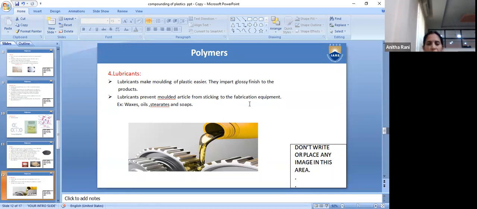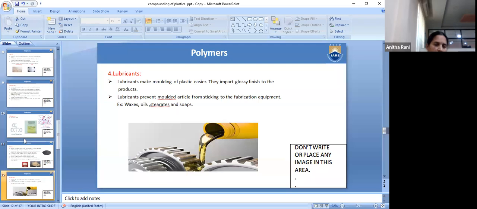This is the point, students, of why we add oil, wax, soap or stearates to the polymer resin: the lubricants prevent the molded article from sticking to the fabrication equipment. As examples you can write wax, oil, stearates, soaps, etc. So this is the fourth one.